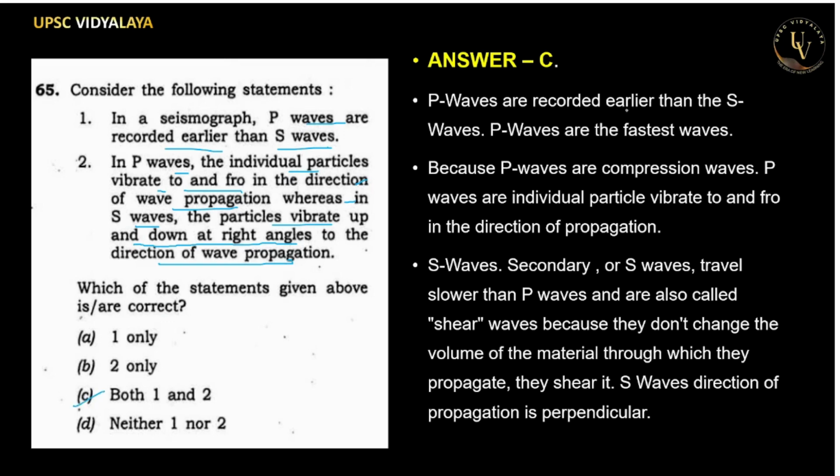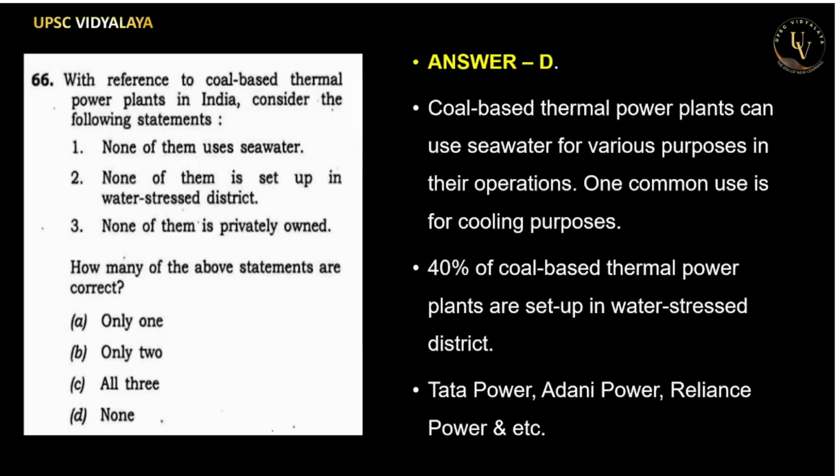Why? P waves are recorded earlier than the S waves because S waves are the shear waves. Okay, P waves travel fastest because P waves are the compression waves, whereas the S waves are the shear waves. So in P waves, individual particles vibrate to and fro in the direction of the propagation. But what will happen in S waves? The S wave direction of propagation is perpendicular. So the particles vibrate in a perpendicular manner. Okay, so that is the reason the C option is correct for the 65th question.